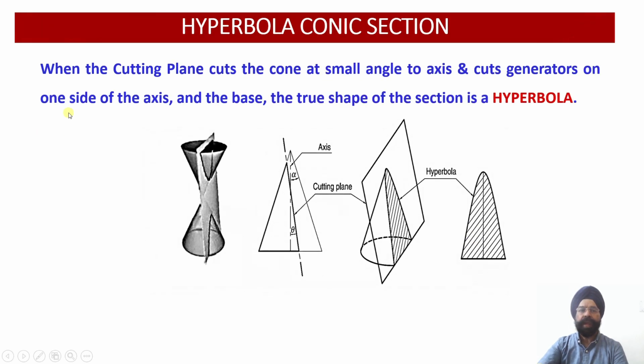Right? Next one, when the cutting plane cuts the cone at a small angle to the axis. Now it's not parallel to the generator, it is at a small angle to the axis. Then the true shape of the cut section will be called a hyperbola. That is another geometrical shape which is generated over there.